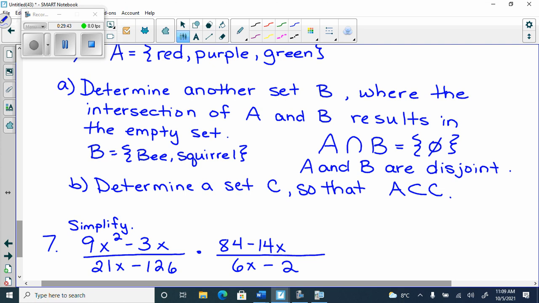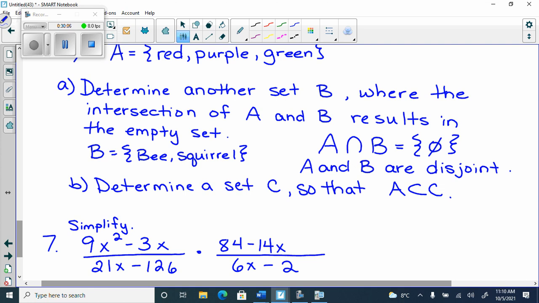Okay. I need to make a set C so that A is a subset of C. That means everything in A has to be contained in C, correct? So instead of B we said can't contain red, purple, and green, right? What must C contain? Red, purple, and green. Can it have more?